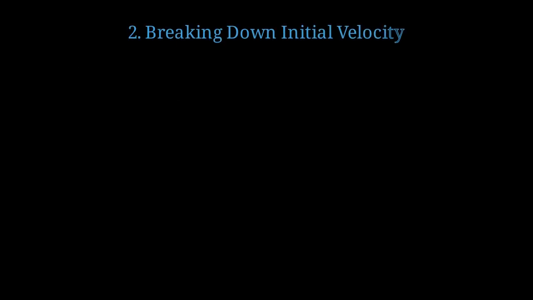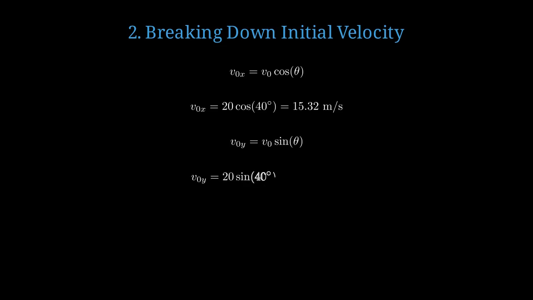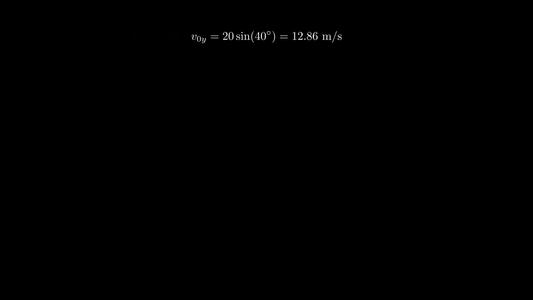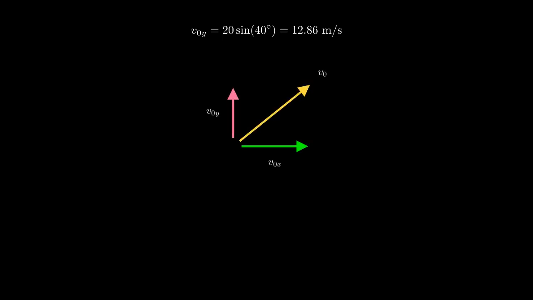First, we need to split the initial velocity into horizontal and vertical components. The horizontal component equals v0 times cosine of theta. That gives us 20 times cosine of 40 degrees, which equals 15.32 meters per second. The vertical component equals v0 times sine of theta. That gives us 20 times sine of 40 degrees, which equals 12.86 meters per second. Here we see how the initial velocity vector splits into horizontal and vertical components.